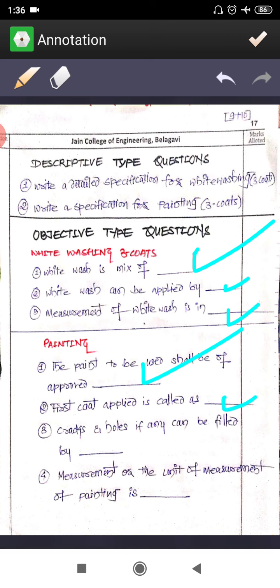Then cracks and holes, if any, can be filled with putty, or you can fill with a mixture of glue and plaster of Paris. Then the unit of measurement is meter square. Paint is measured in meter square, superficial area, so it will be in terms of meter square.